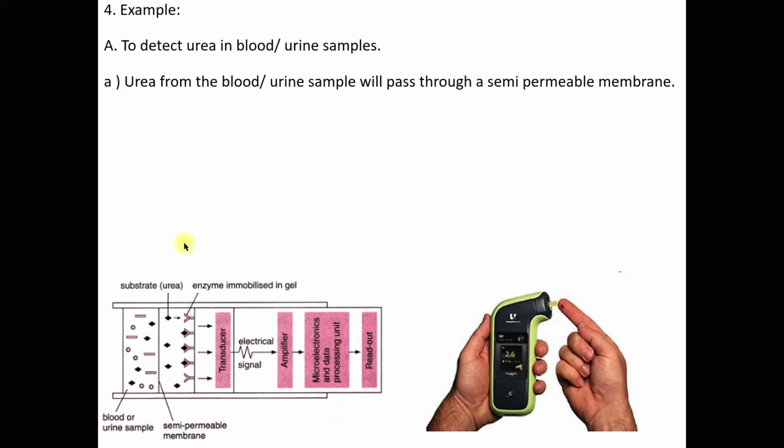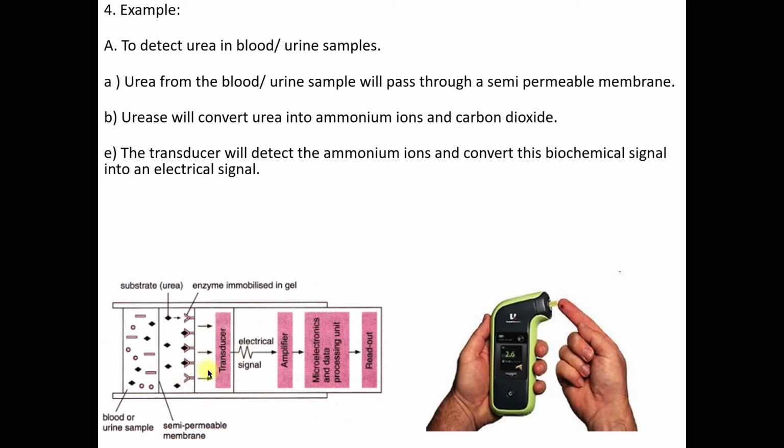So now, urea from the blood or urine sample will pass through the semi-permeable membrane to the enzymes. The immobilized urease will convert or break down the urea into ammonium ions and carbon dioxide. So this transducer will detect the presence of the ammonium ions and convert this biochemical signal into electrical signal.